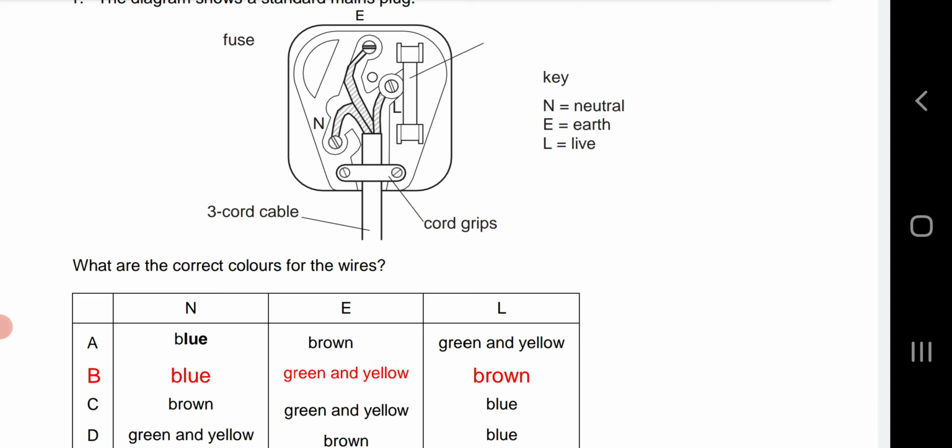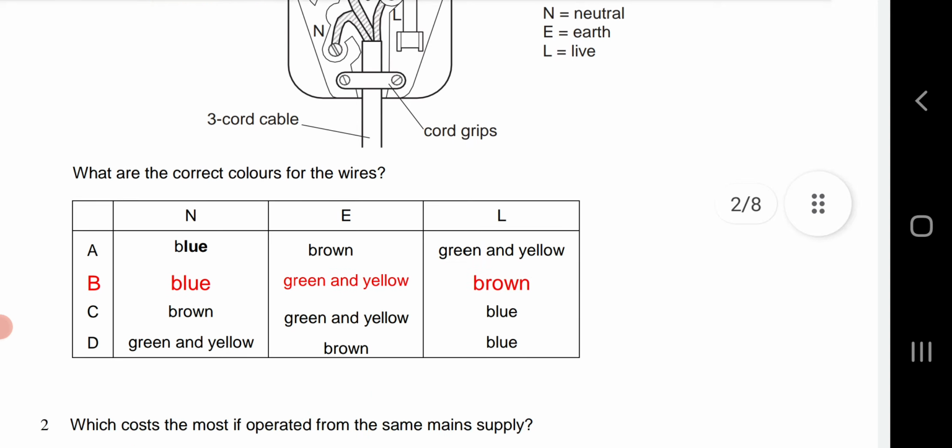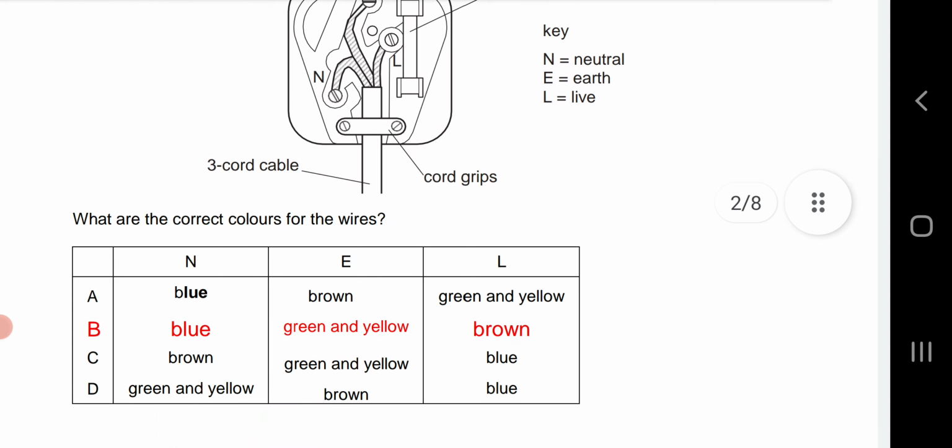In Pakistan, the red wire is used as the live wire, the earth wire is green, and the neutral wire is black. In other international countries, the neutral wire is blue, earth is green and yellow, and the live wire is brown. So it is option B. Always make sure to use the proper colors of wires for neutral, earth, and live wire. It's very important.